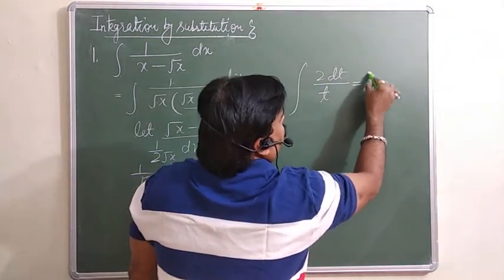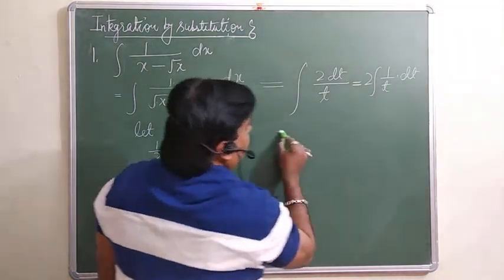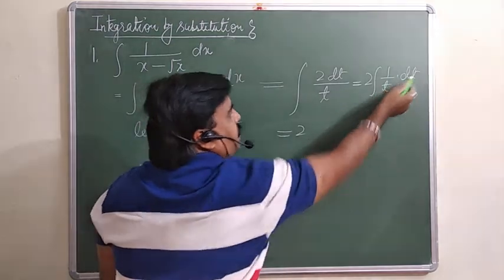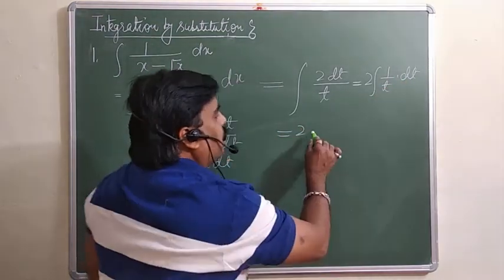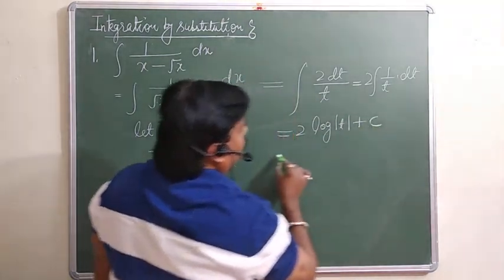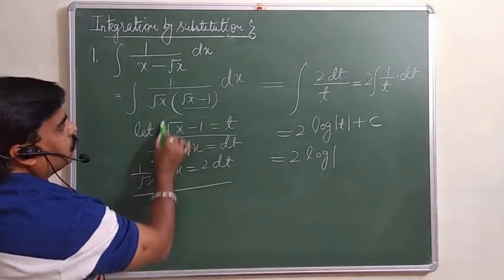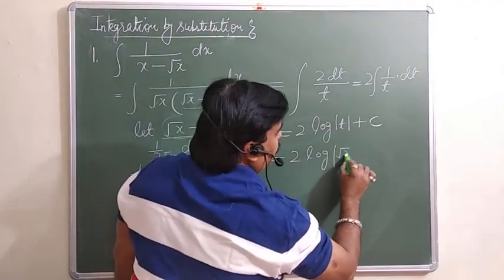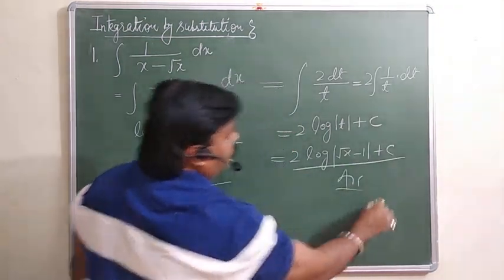So this is equal to, can be written as 1 over t dt, and this is 2, and 1 over x dx, 1 over t dt is there. So the antiderivative of this one is log t plus c, that is 2 log, but t is already assumed, so root x minus 1 plus c, and this is your answer. Have a look.